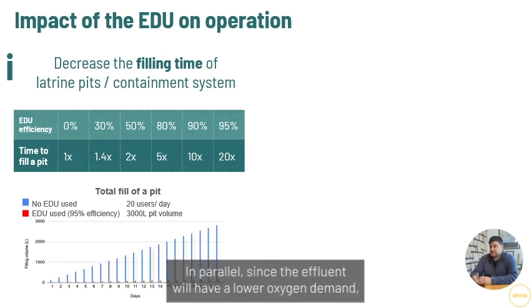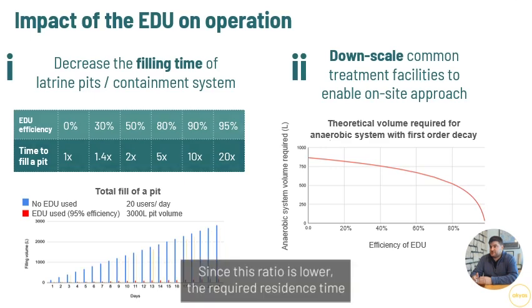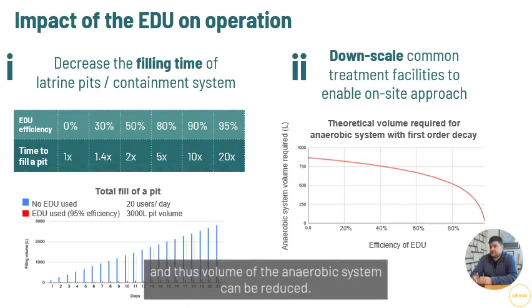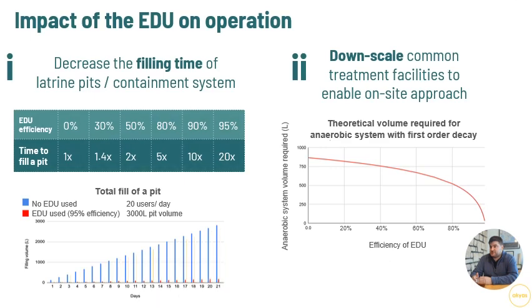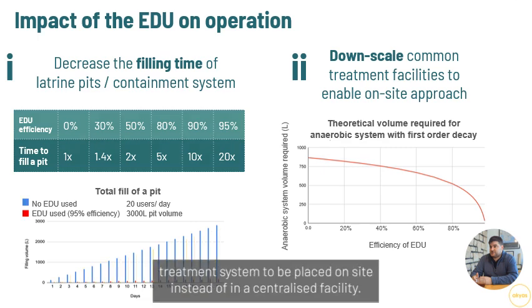In parallel, since the effluent will have a lower oxygen demand, the ratio of the inlet BOD to the target BOD for discharge will be lower. Since this ratio is lower, the required residence time and thus volume of the anaerobic system can be reduced. The reduction in size and the use of low-cost materials allows the effluent treatment system to be placed on-site instead of in a centralized facility.